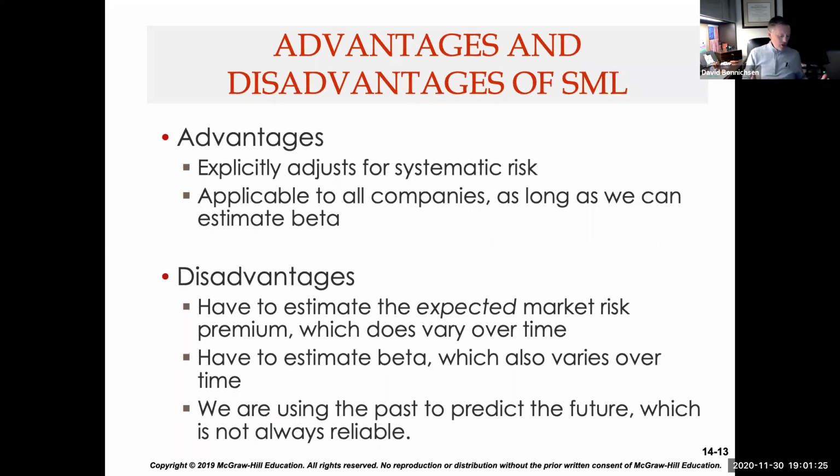So just like with the DGM, there are advantages and disadvantages to the CAPM. The advantage is it adjusts for the systematic risk, something that DGM doesn't factor in at all. And it's applicable for all companies as long as we are capable of using a correlation and covariance calculation to determine what the beta is. As long as we can calculate or estimate what the beta is, then it's applicable for all companies. And those are two really big advantages over the DGM.